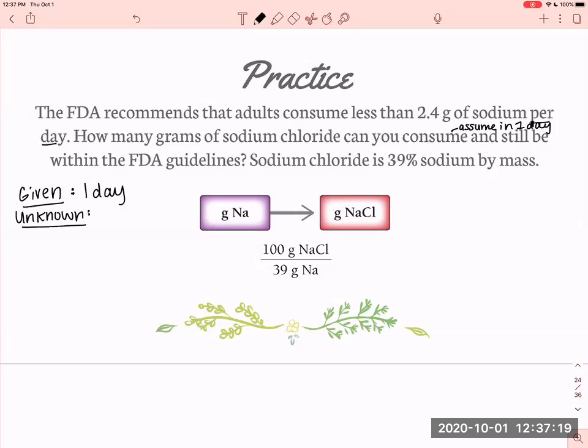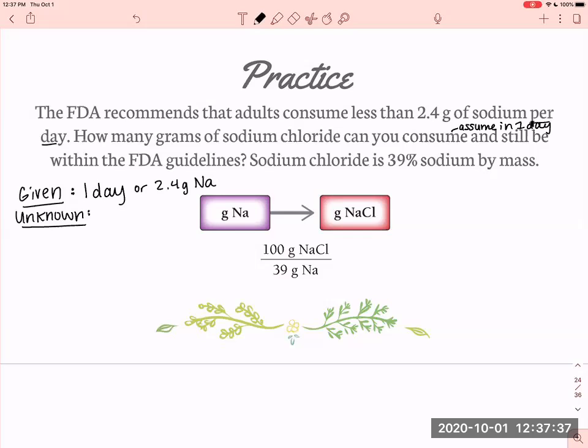You don't have to do the 1 day. You can do it without that. You could just say 2.4 grams of sodium. Since it is per 1 day, that can be your given. So we could say 2.4 grams of sodium. We're going to use our chemical symbols here. And we can just kind of forget about the day, right? Because it's going to automatically cancel.